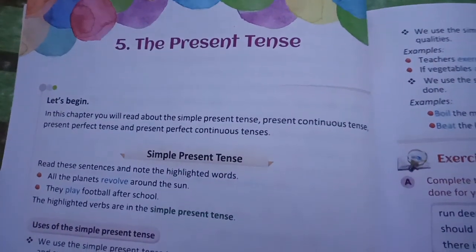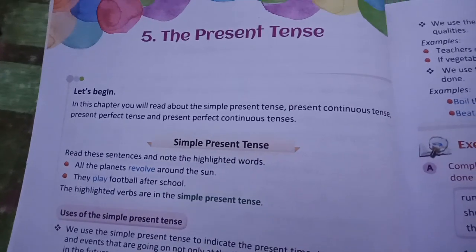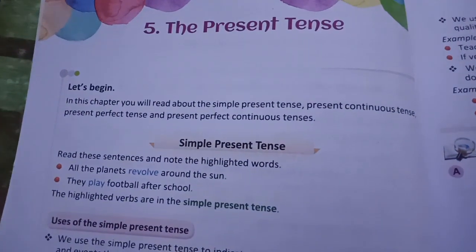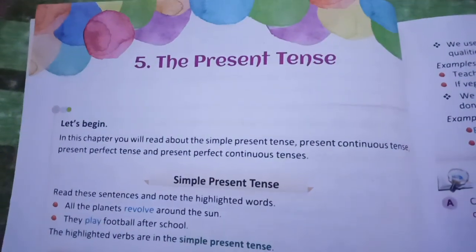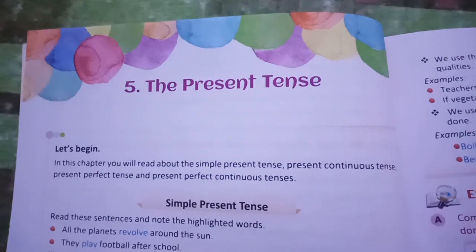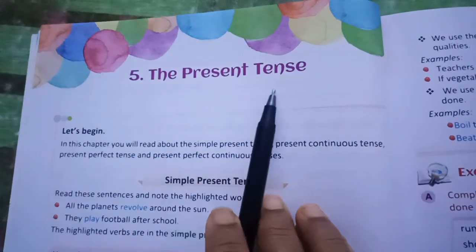As you all know, the definition of tense: tense shows the time of action, whether the action happened in the past, is happening in the present, or will happen in the future. You all know there are 12 kinds of tenses. Of these, today we will start with the present tense.